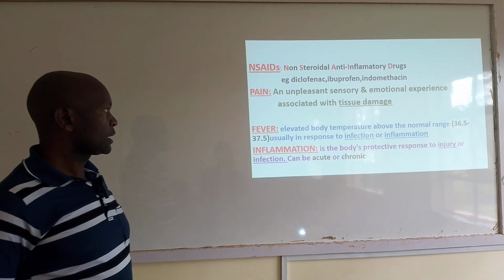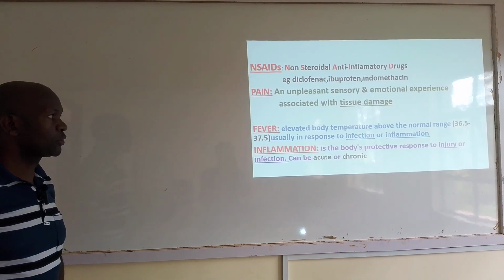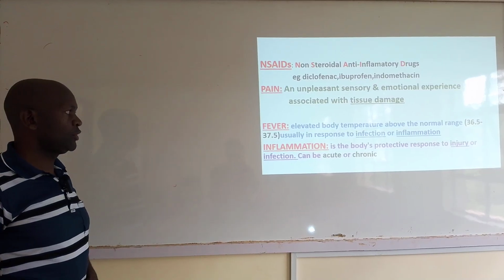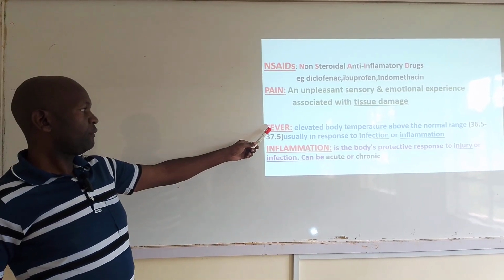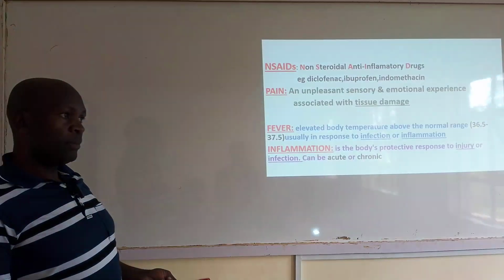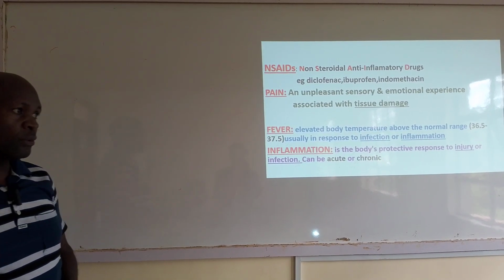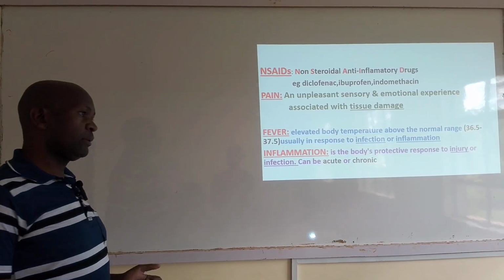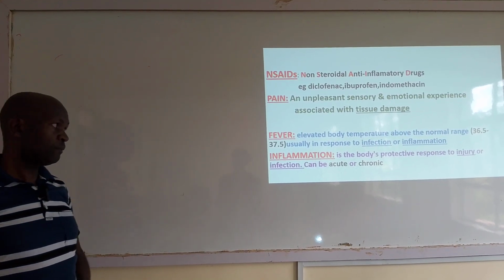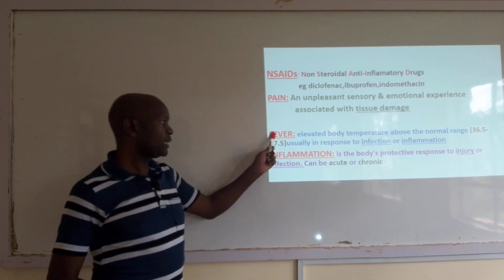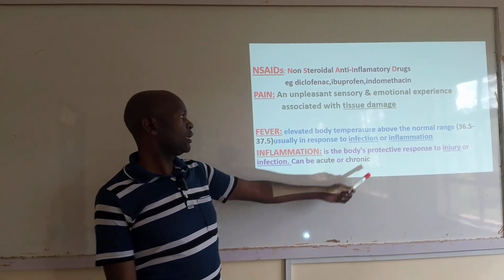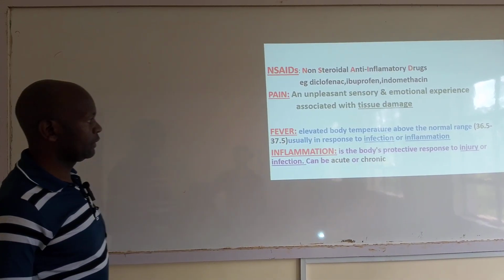Definition of pain is just an unpleasant sensory and emotional experience which is associated with tissue damage. Then when we talk about fever, this is an elevated body temperature which is above the normal range. So the normal range of the body temperature is 36.5 to 37.5. It can get raised, this range, in the event an individual has an infection or when you have inflammation.